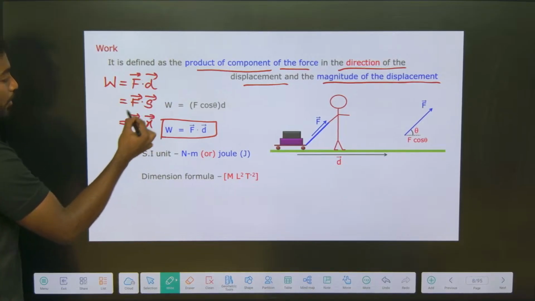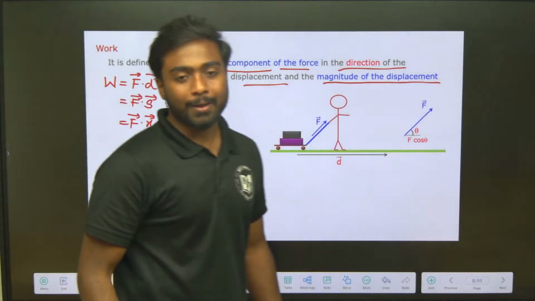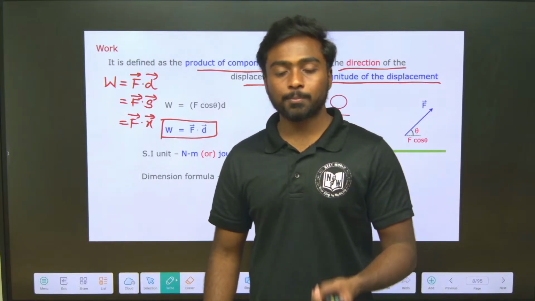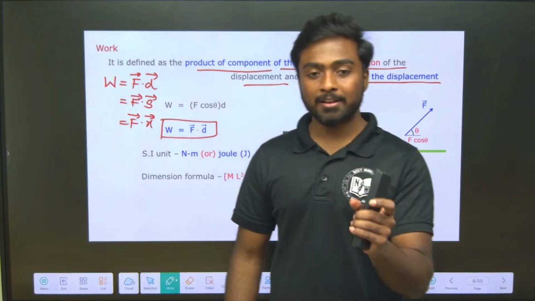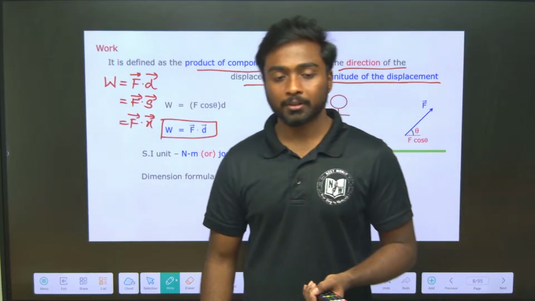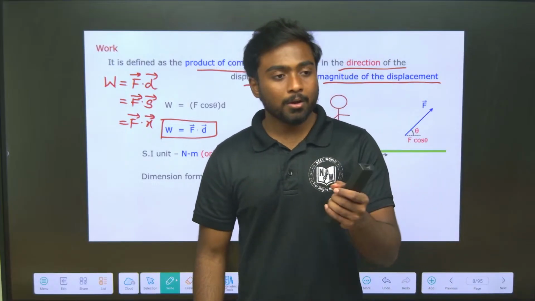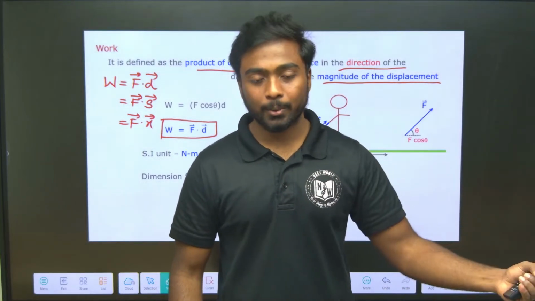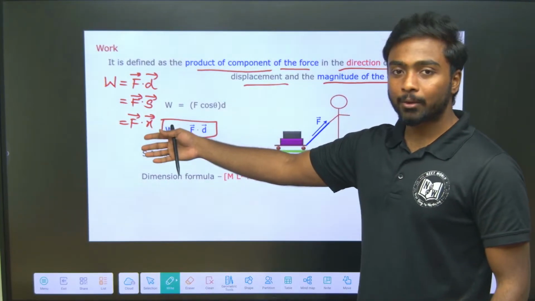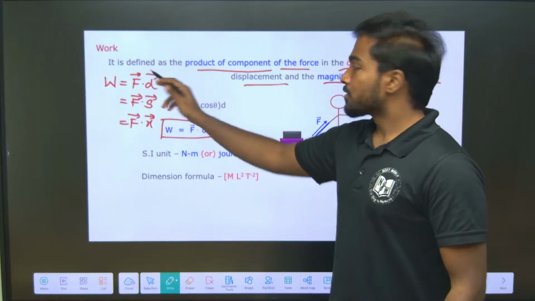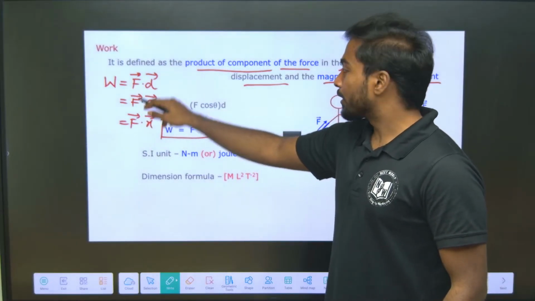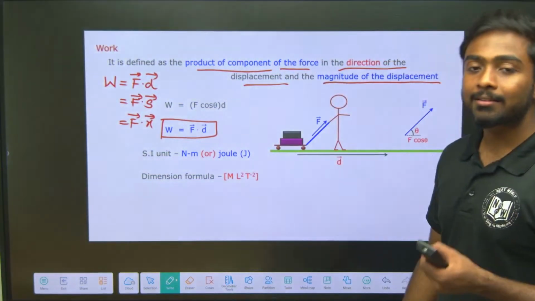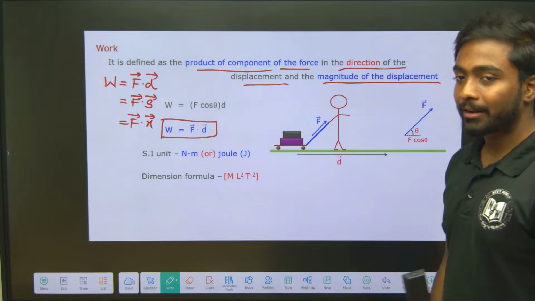What is the force formula? Mass into acceleration. What is acceleration? Velocity by time. What is velocity? Displacement by time. What is displacement? Displacement is a change in position, right? So displacement is a vector quantity, so velocity is a vector quantity, acceleration also a vector quantity, and force also a vector quantity, right? So two vector quantities: if I do a dot product, I'll get a scalar quantity. So work done is a scalar. Okay, it's not a vector, it's a scalar product.